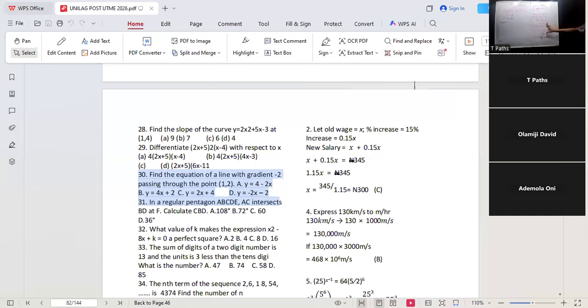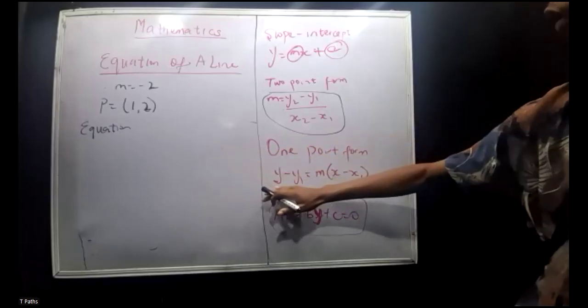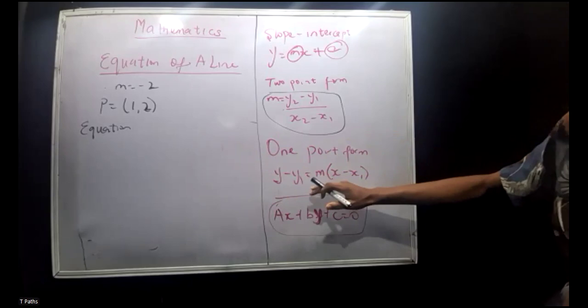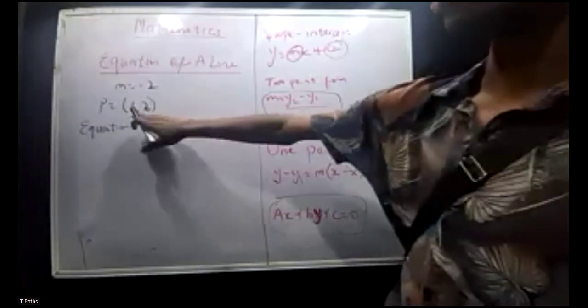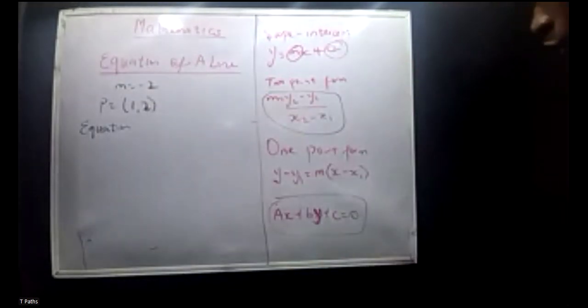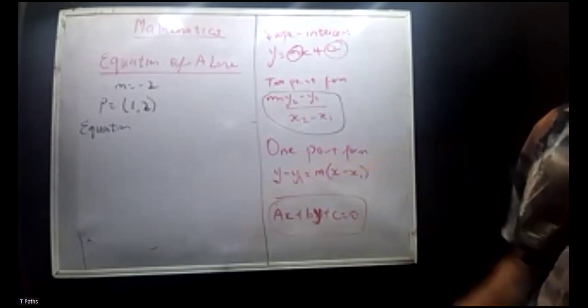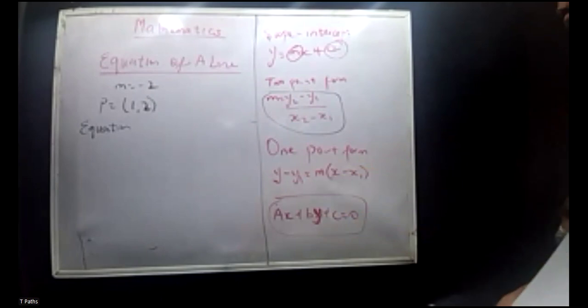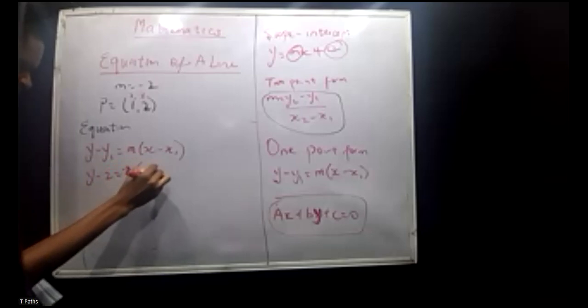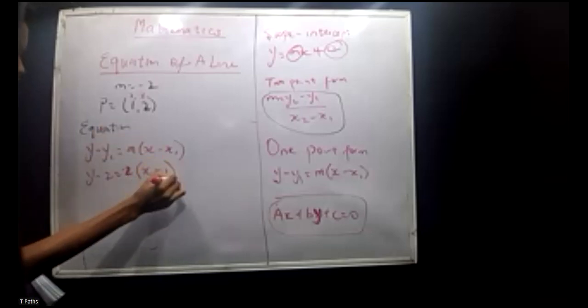In calculating the equation, we have the formula y minus y1 is equal to m open brackets x minus x1. Why are we using this 1 point form? Because we only have one known point on the line, with a gradient of minus 2. All right, so to calculate the equation of the line, we are going to use this equation format, y minus y1, so y minus 2, the value of m is minus 2, x minus 1, because the value of x1 is 1.